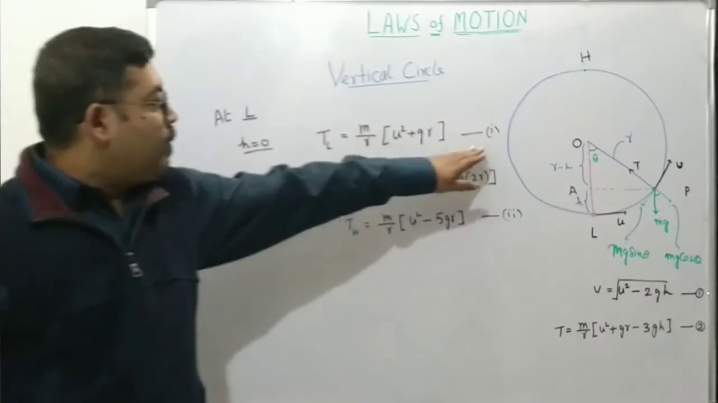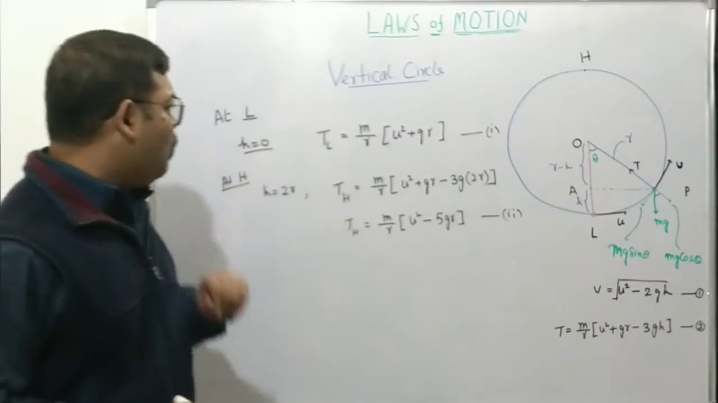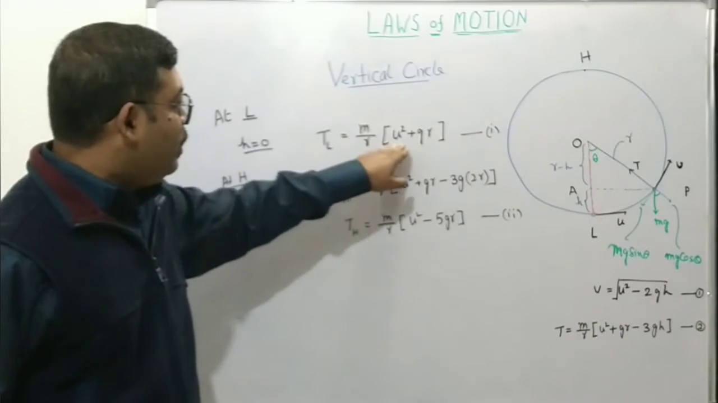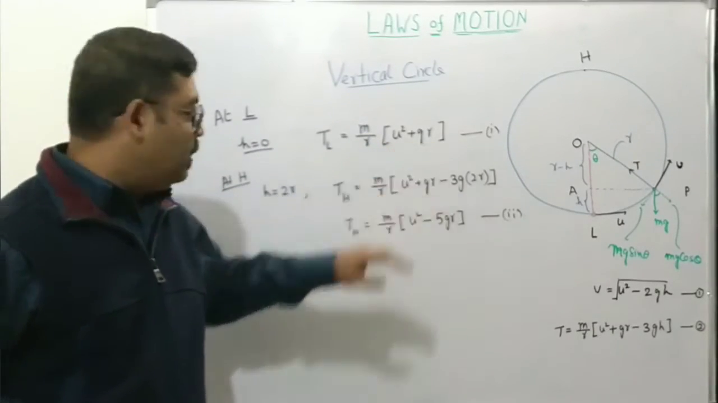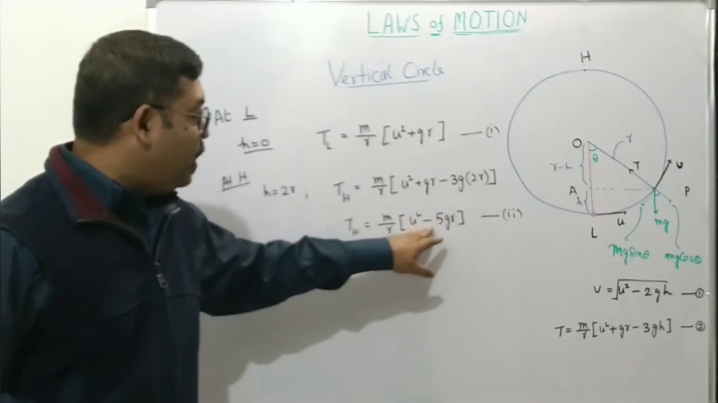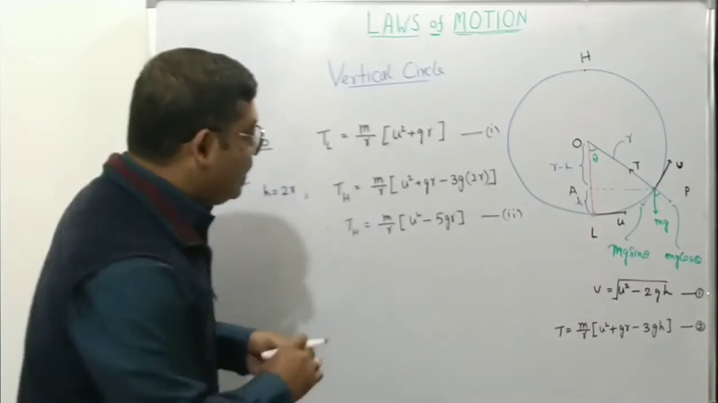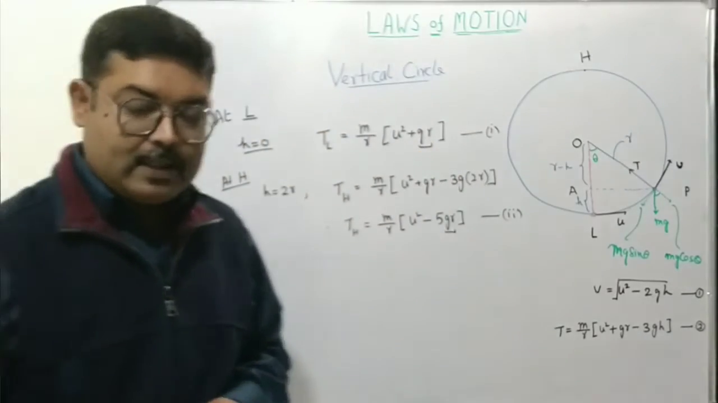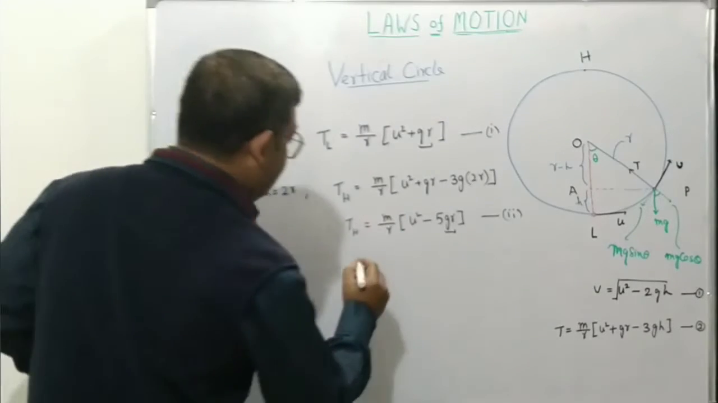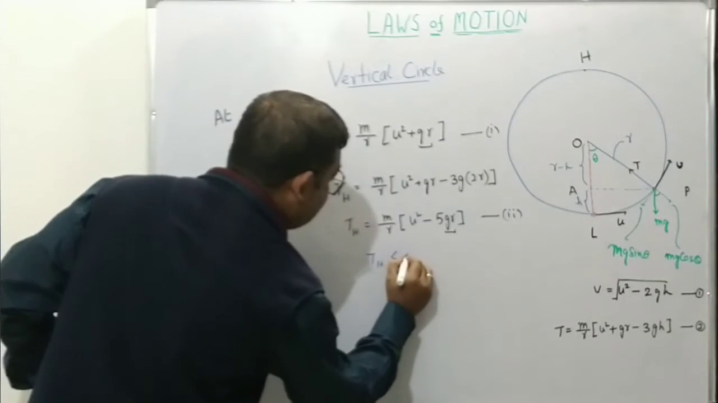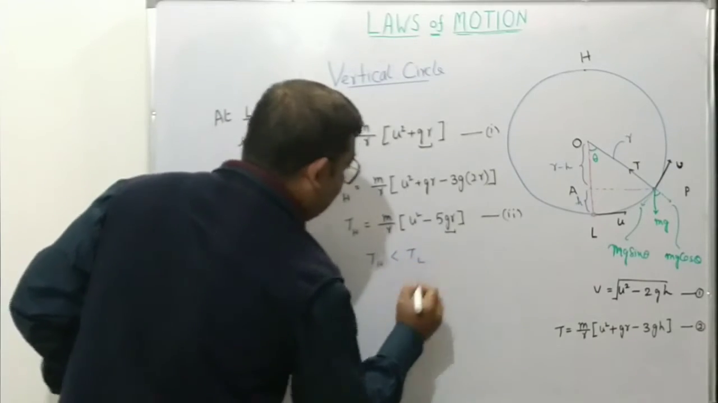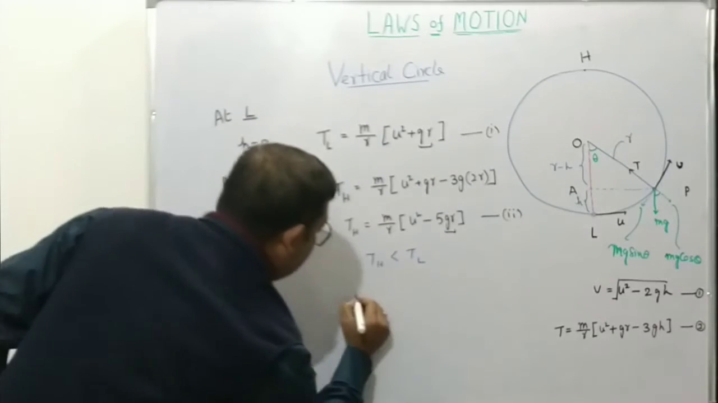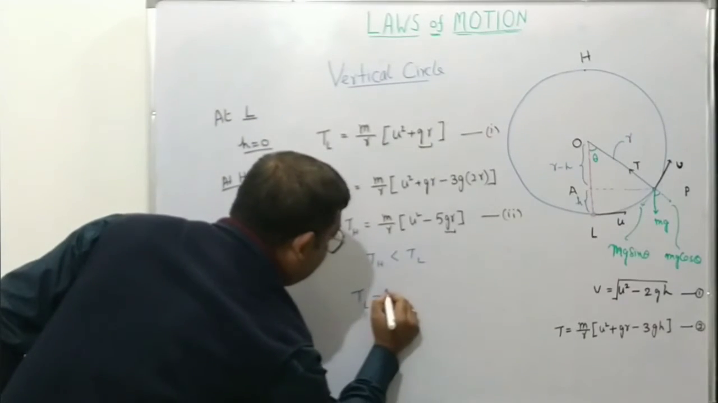Now, if you consider equation number 1 and 2, Roman 1 and Roman 2, what you see is that TL is mv²/r plus some term, 5 mg. TH is mv²/r minus some term, and this term is 5 times mg, the same mg here. So what we can say clearly is that TH must be less than TL. And by how much it is less, we can simply find by deducting TH from TL.